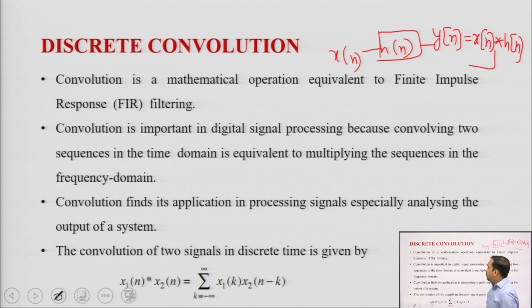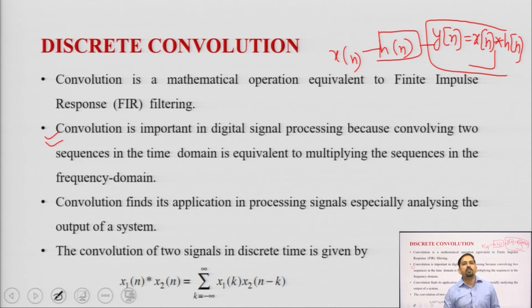Now we have a small property also: convolution in one domain results in multiplication of the signals in another domain. If we have the convolution in the time domain, then going to the z domain or the frequency domain there will definitely be a product, X(z) multiplied by H(z), or X(e^{jω}) multiplied by H(e^{jω}). So the convolution in one domain results in multiplication in another domain.